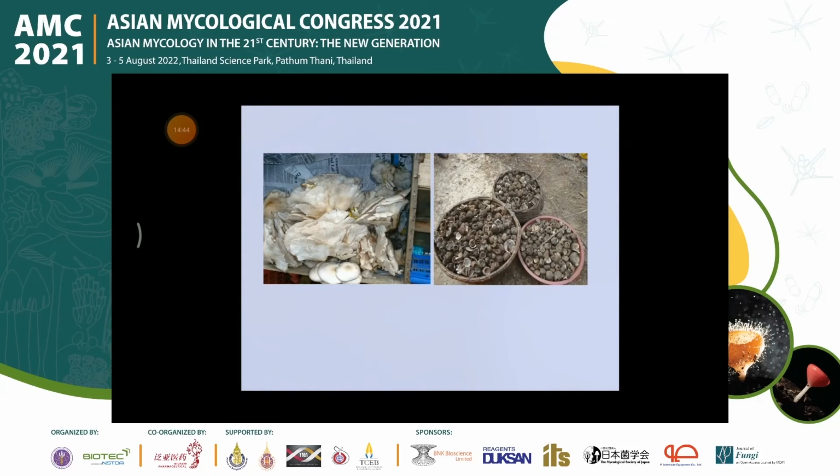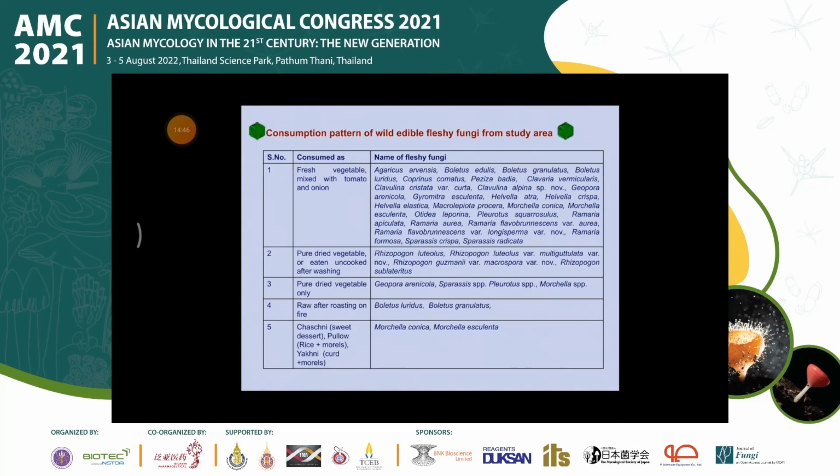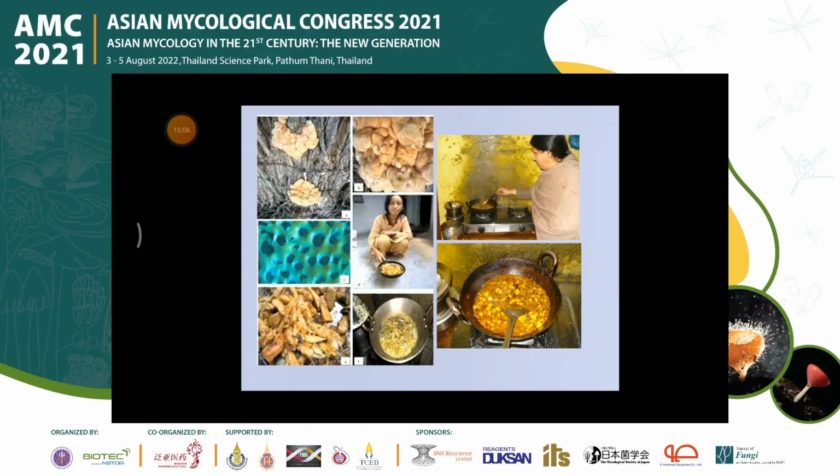Here you can see. So this is the consumption pattern of these edible mushrooms in our study area. Majority of mushrooms, out of 54 wild consumed mushrooms, are generally cooked as fresh vegetable mixed with potato and onion, raw in Geopora arenicola. Here you can see Laetiporus sulphureus processing. And the third and last photograph, here you can see a gas. This is the processing of Rhizopogon species and how it looked after preparing.